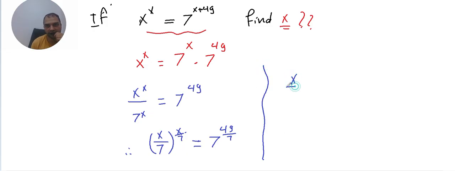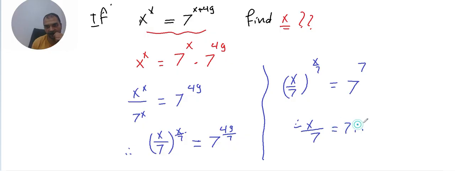Then you can write the same base equals the same powers. Because here will be also 7, 49 divided by 7 equals 7. Look at here, base equal powers, and here base equal powers, then it means two bases equivalent. Then x over 7 equivalent to 7, so the value of x here equal 49. So the value of x will be what? 49.